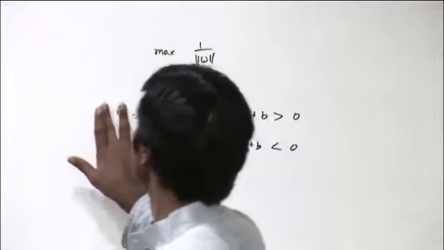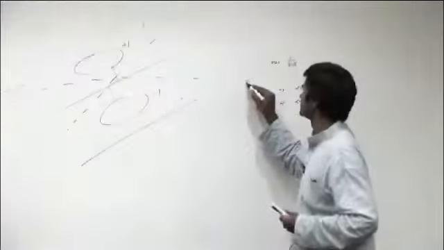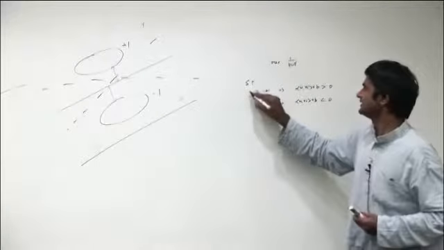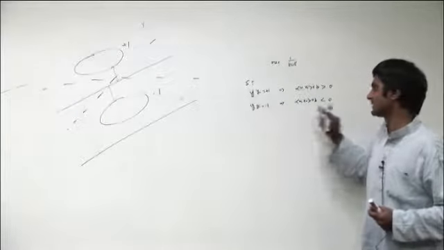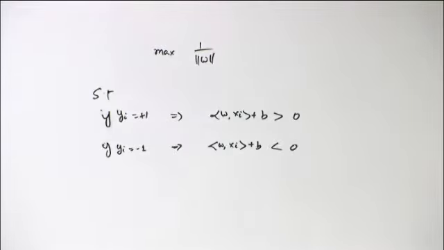So what I'm saying is I want to maximize the margin subject to these two constraints, right? Such that if yi is equal to +1, then this must be true, and if yi equals -1, then this must be true. Okay, this is what I want to do.